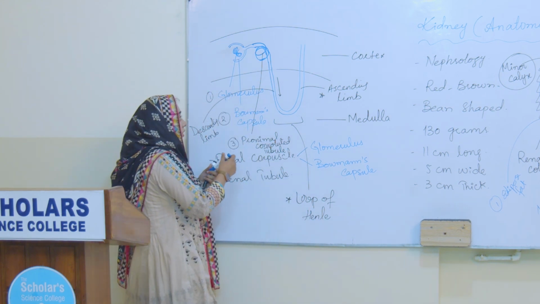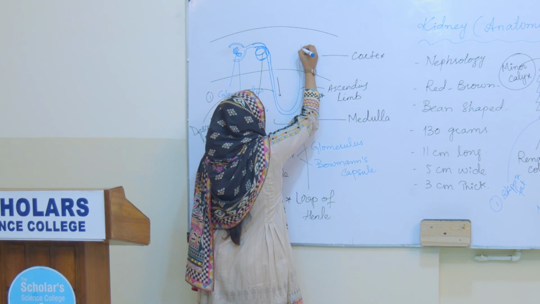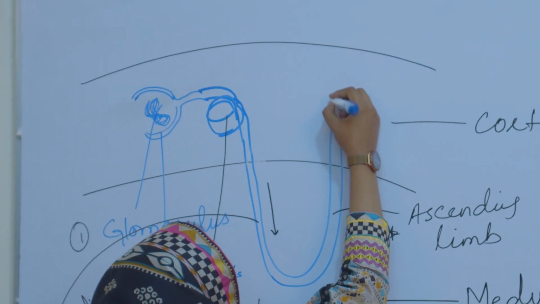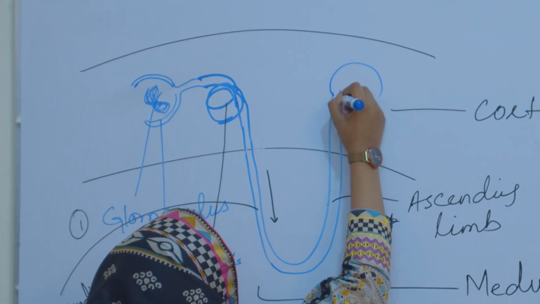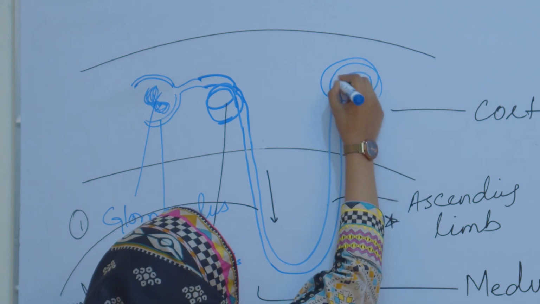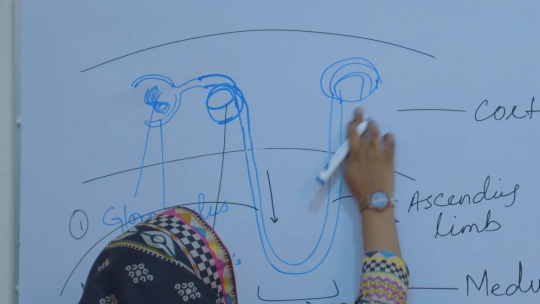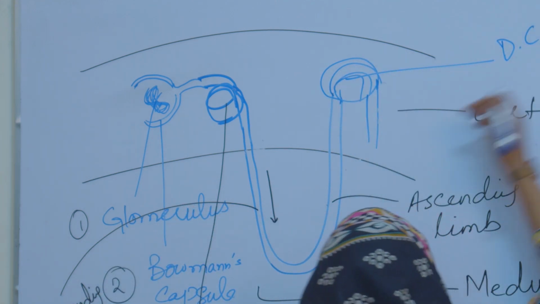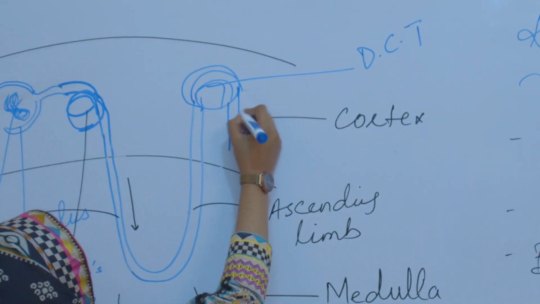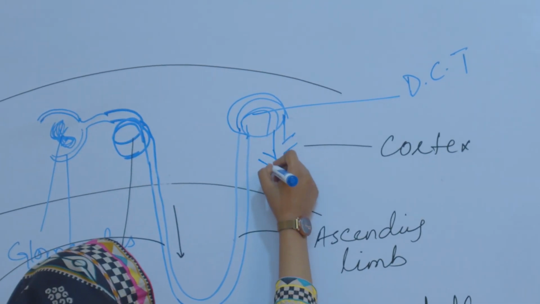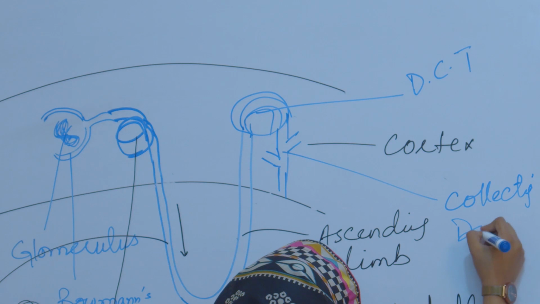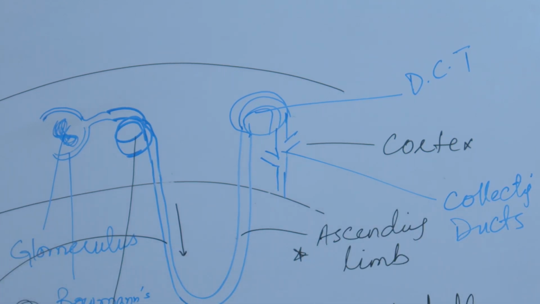Okay, so this loop of Henle going into the cortex is again going to be folded here, and this folding is known as the distal convoluted tubule, right? And this distal convoluted tubule is opening into certain collecting ducts, and these collecting ducts will then drain out into the major collecting duct.